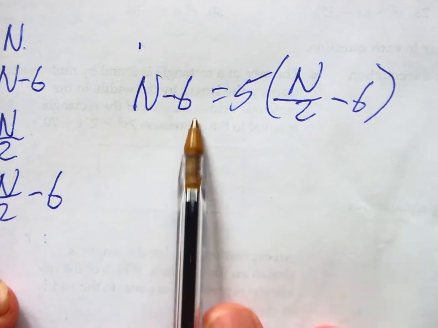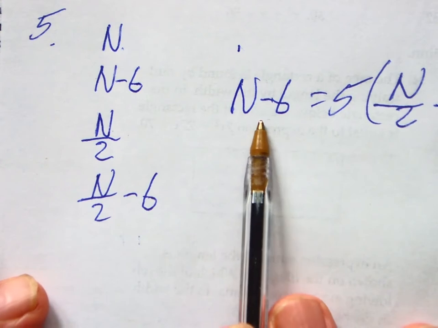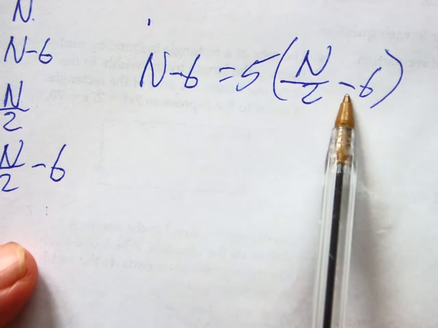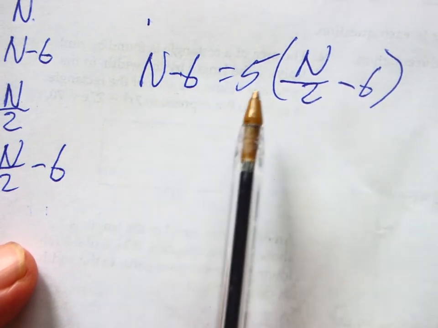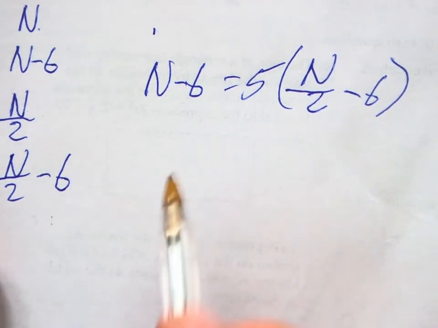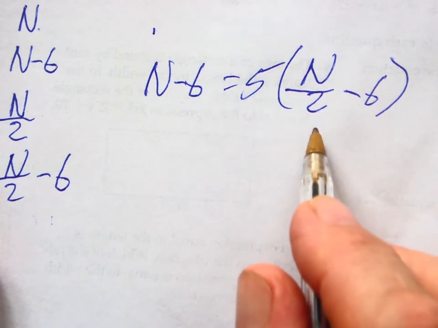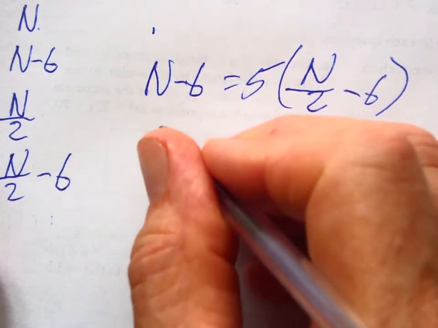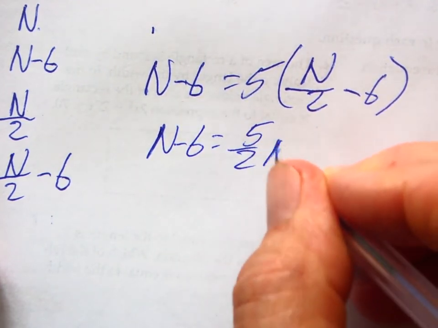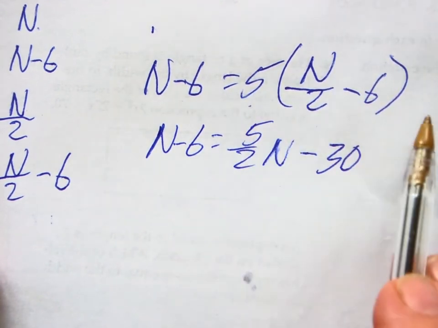n minus 6 is how old Nelson was 6 years ago. Maria was n over 2, half of his age now, minus 6 years ago. 5 times that was Nelson's age 6 years ago. Okay, now we can do it. Let's see how we're going to do this. We got a fraction here. I don't like that, but we're going to have to work with it. n minus 6 is equal to 5/2 n minus 30. Because you have to do 5 times minus 6, right?